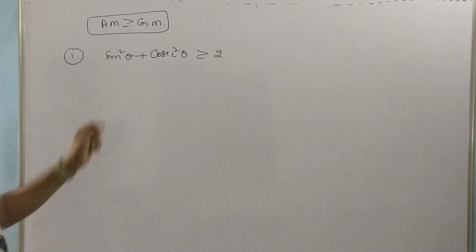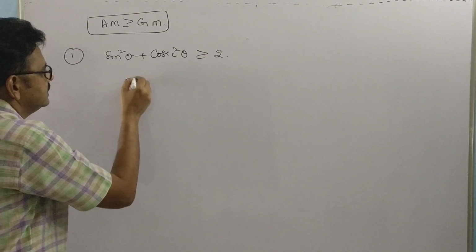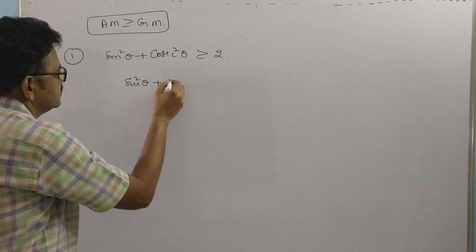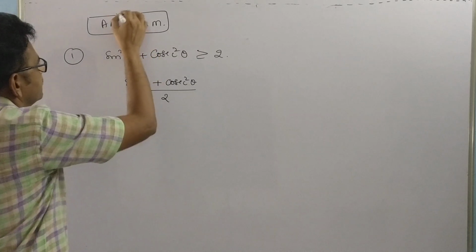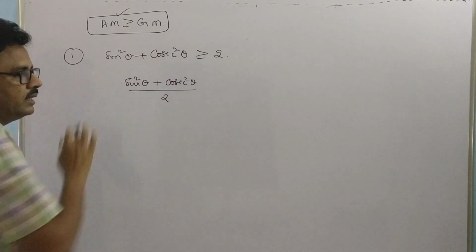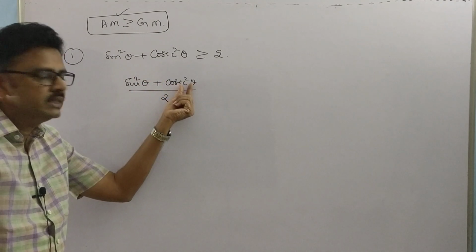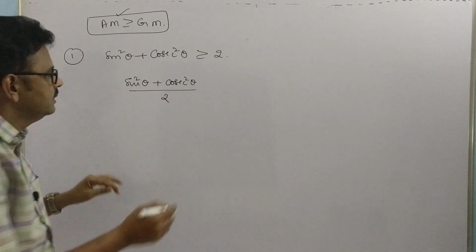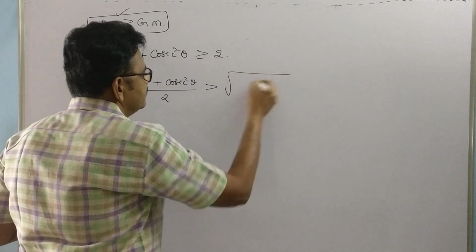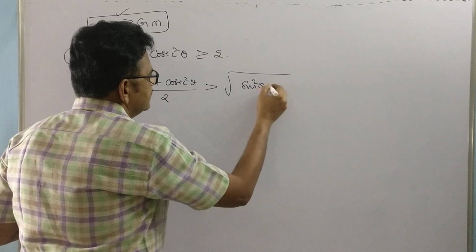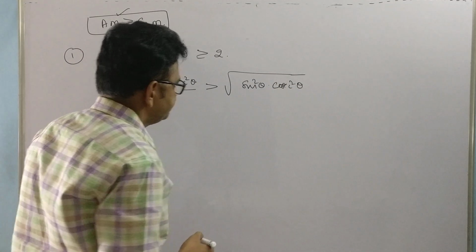First one. So by using this AM, that means what? Here sin square theta plus cosecant square theta by 2. So using AM, arithmetic mean of sin square theta and cosecant square theta is sin square theta plus cosecant square theta by 2, is greater than or equal to geometric mean of these two, root of sin square theta into cosecant square theta. So which is the value is 1.